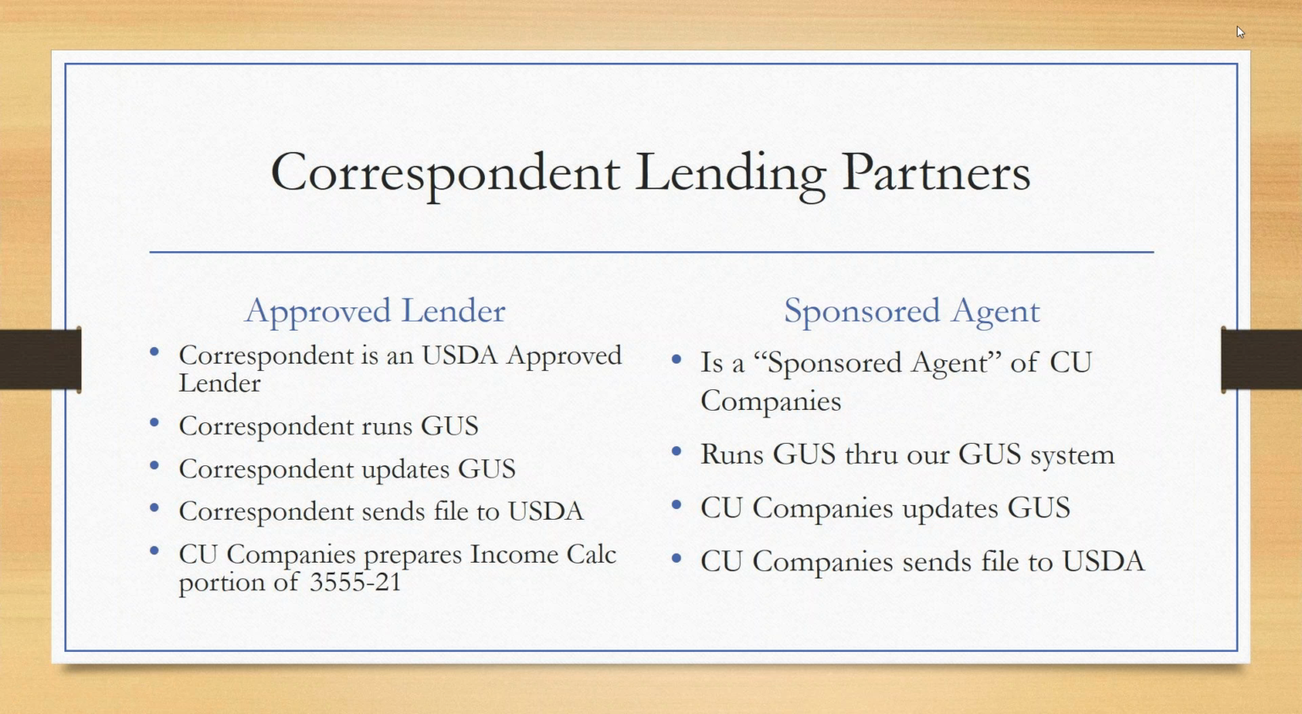Now, if you're a sponsored agent, so you're really a sponsored agent of CU companies, we set you up with access to run GUS in our system. So since you're running it in our system, we have the ability to update it. And since you aren't an approved lender, we have the communication with the USDA and obtain the conditional commitment.